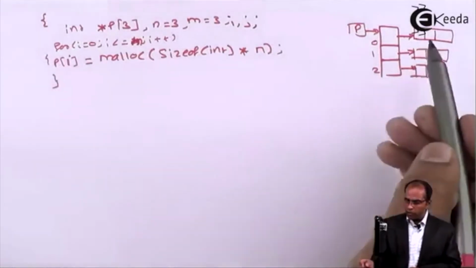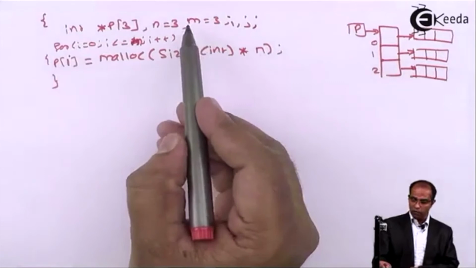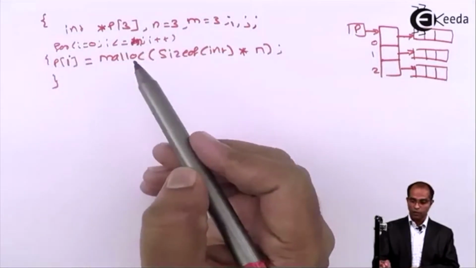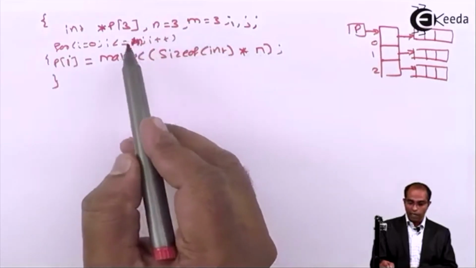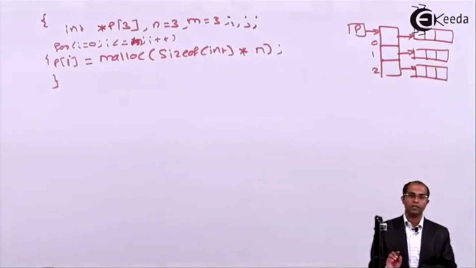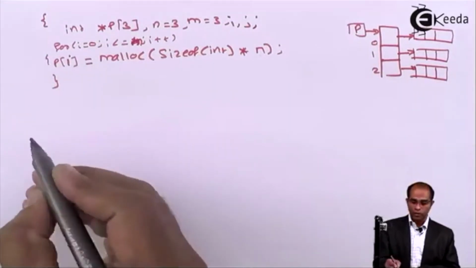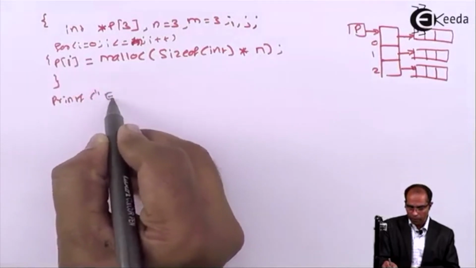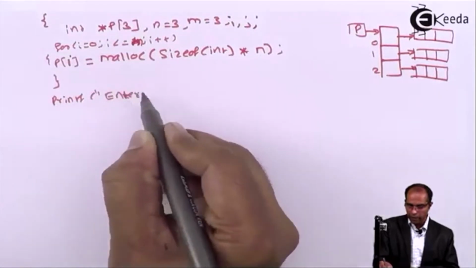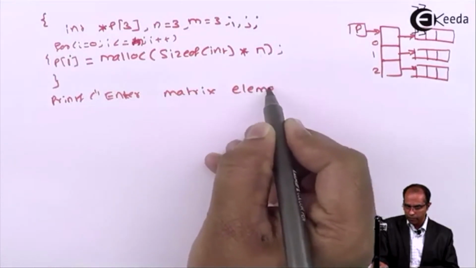So every pointer has been allocated sufficient memory space. If you feel that you have to read the value from the user of m and n, you can read them. Number of pointers are total m pointers, and for every pointer you need to get n locations. Remember this, right? Now, I have to ask the user to enter the elements. So here I'll say printf enter matrix elements.